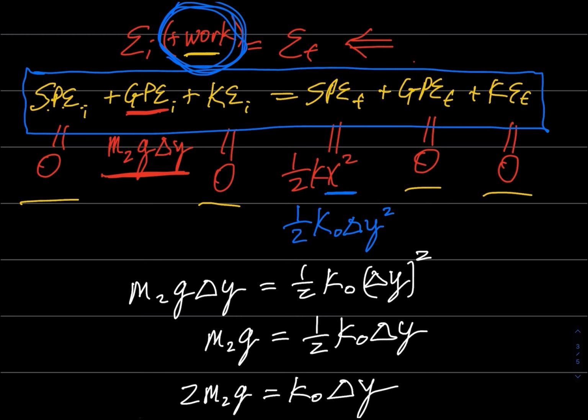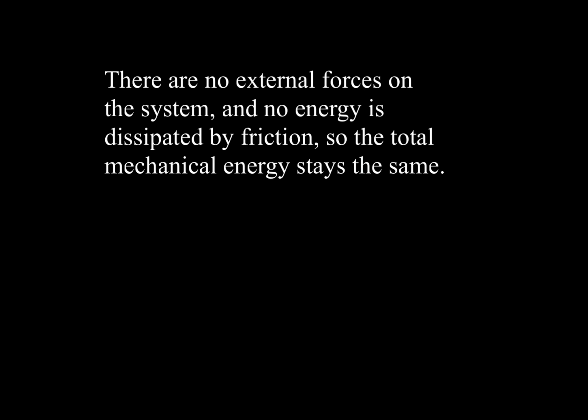And why didn't it change? They want an explanation too. The reason is that the only forces acting on the blocks and the springs were conservative forces. The spring, gravity, no friction. So tell them. Now here's an example answer that they gave in the scoring guidelines. Quote, there are no external forces on the system and no energy is dissipated by friction, so the total mechanical energy stays the same. Unquote.